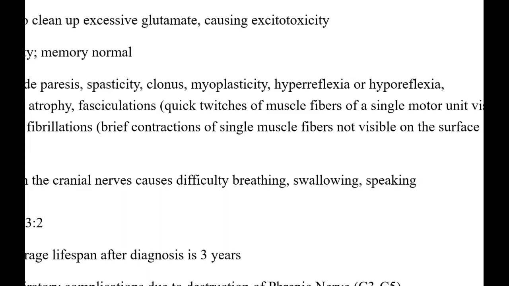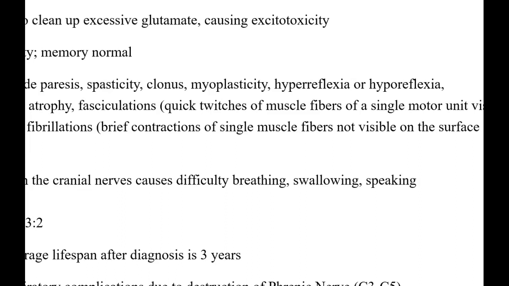Some of the other symptoms include paresis because of the resulting atrophy. We see spasticity. We see clonus. We see the myoplasticity that we talked about today. You may see hyperreflexia or hyporeflexia because, again, these folks are having degeneration of both the lower and the upper motor neurons. So you're seeing a mix of the symptoms of both of those types of disorders. These folks often have a positive Babinski sign.